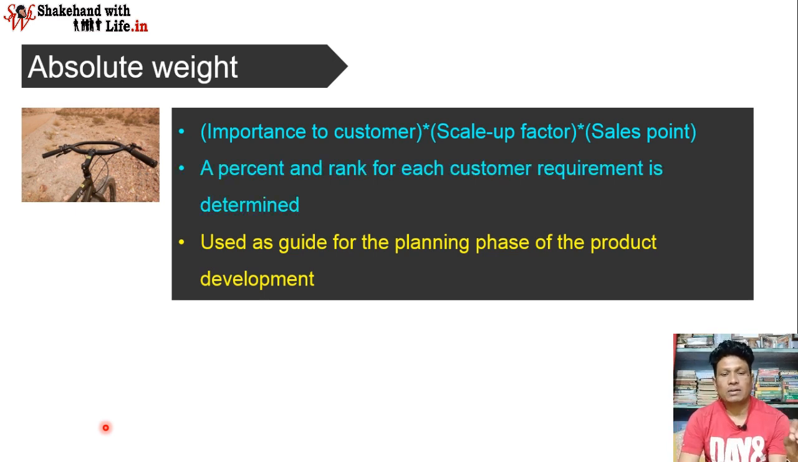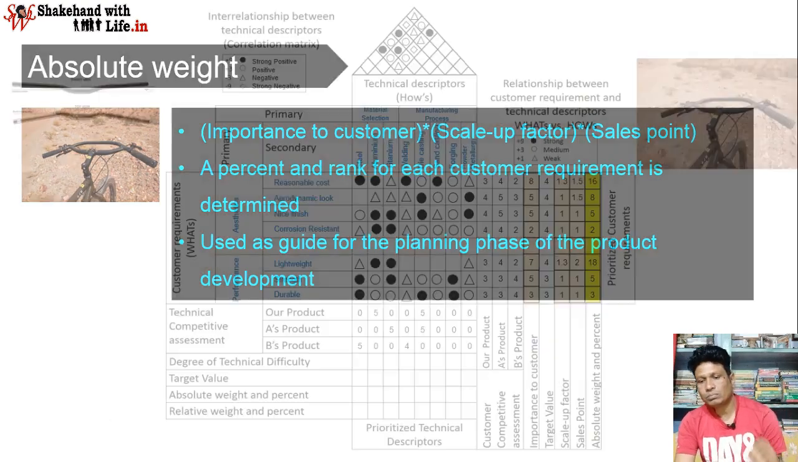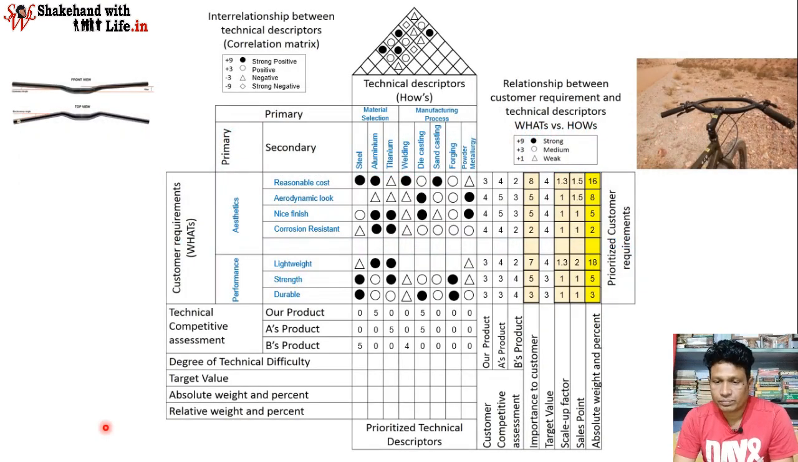So a percent and a rank for each customer requirement is determined. So we can find out the percentage of absolute weight if we want to, and it is used as a guide for the planning phase of the product development. So how do we calculate the absolute weight for each customer requirement?